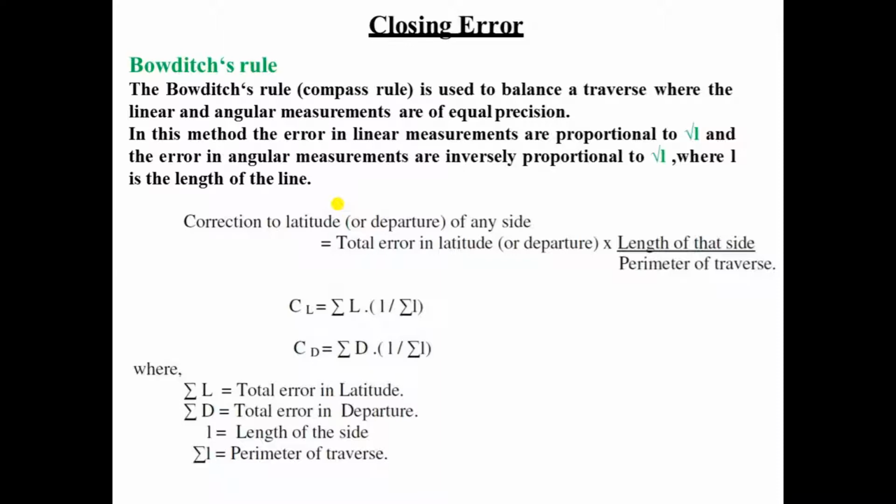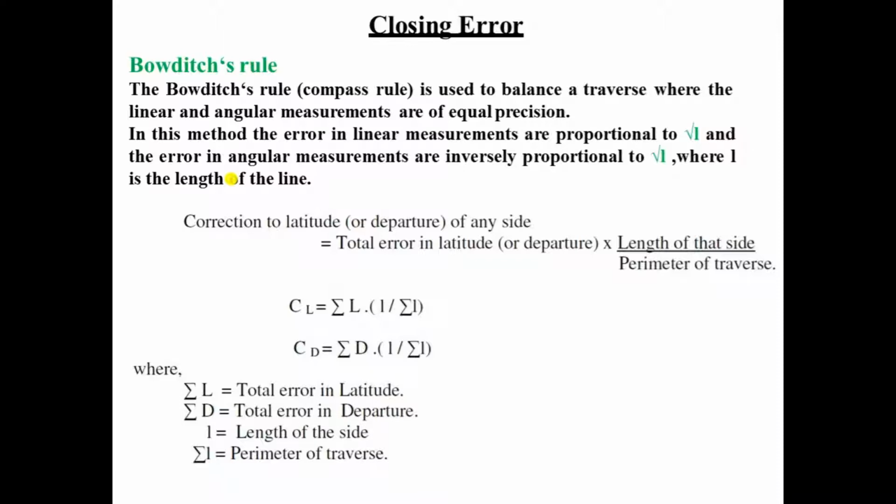In this method, errors in angular measurement are inversely proportional to the square root of its length, where L is the length of the side. The formula for correction to the latitude of any side is equal to the total error in latitude multiplied by the length of that side upon the perimeter of the traverse. You can use the same formula for departure also.